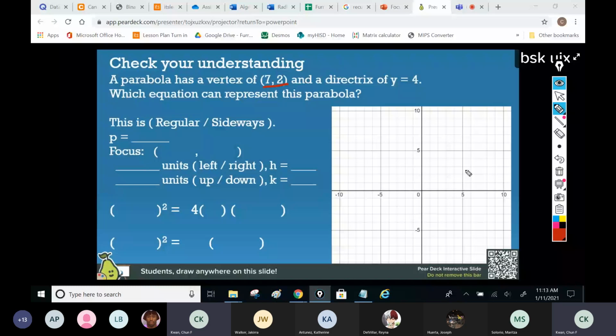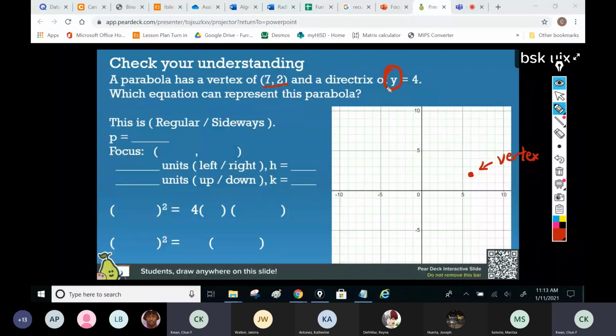All right, so I see some of you label the vertex (7, 2). (7, 2) is right here. This is the vertex. That one is pretty doable. Now it seems like you are stuck on the directrix, and I'm guessing you are thinking, should it be like this or should it be like that? So let me tell you what.